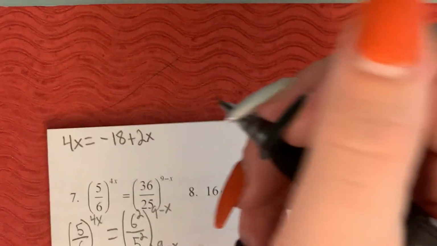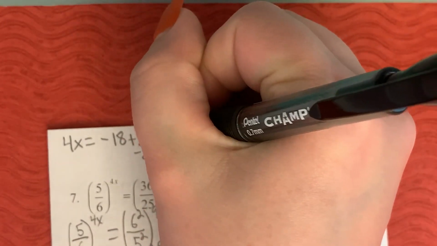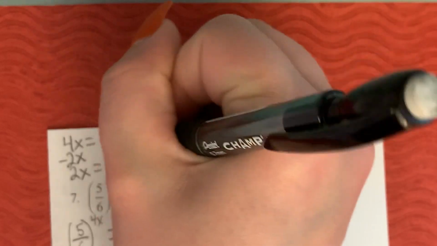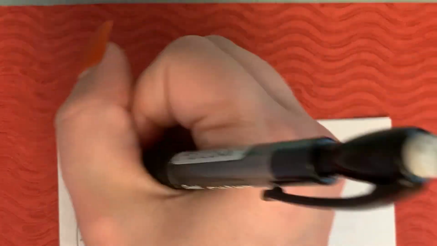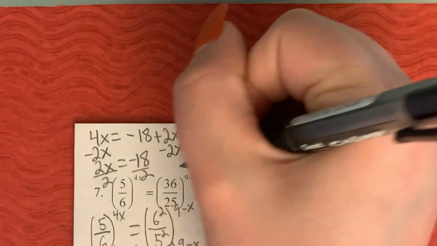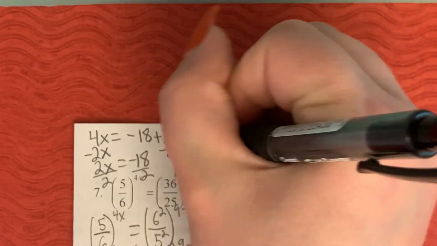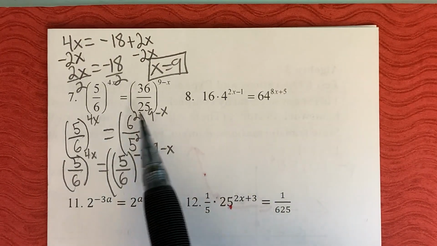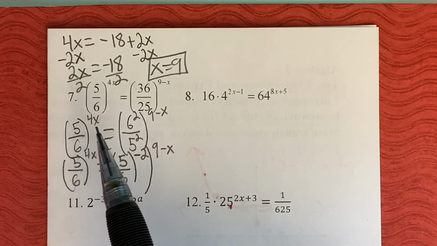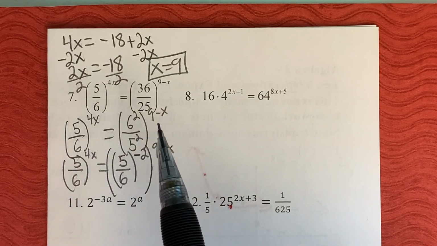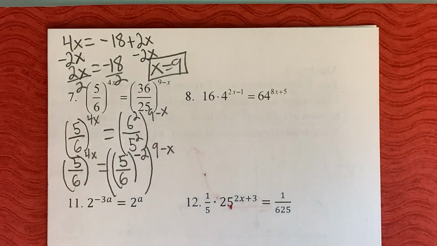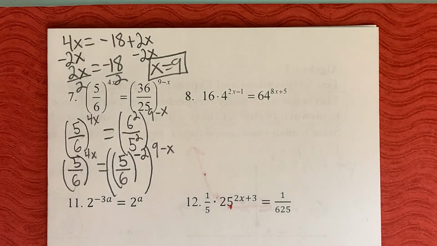So I will subtract 2x from both sides, and that will give me 2x equals -18. Then I'll divide both sides by 2 to get that x equals -9. Other things you could have done is you could have instead flipped this fraction by raising it to the -4x. You could have factored out a negative and used it to flip. Regardless of how you did it, you should have gotten the same answer. Okay, moving on to the next one.